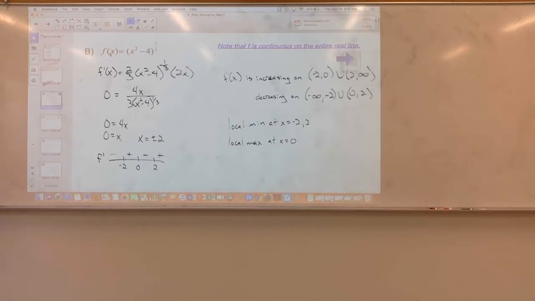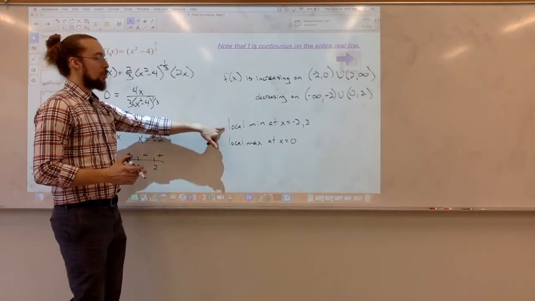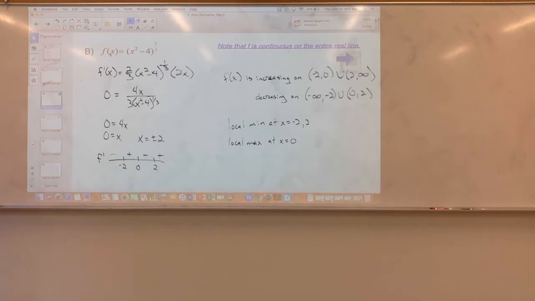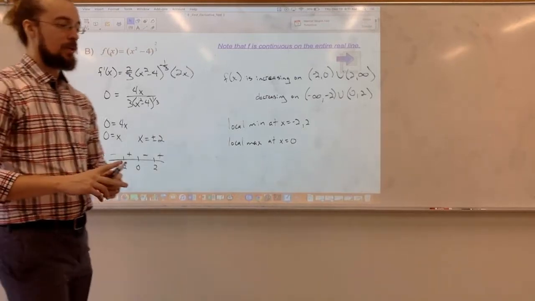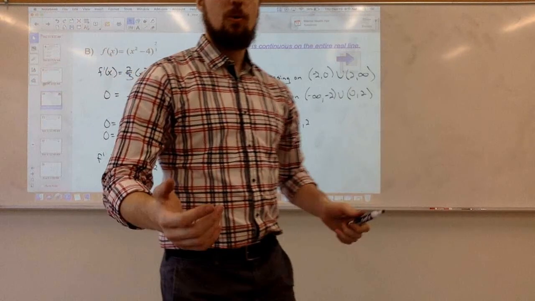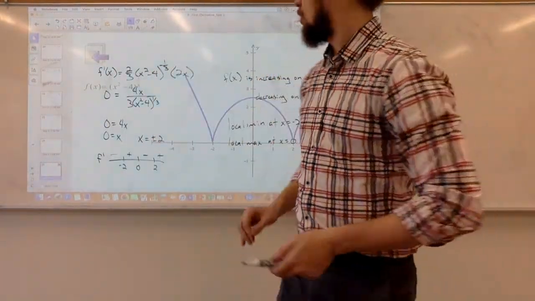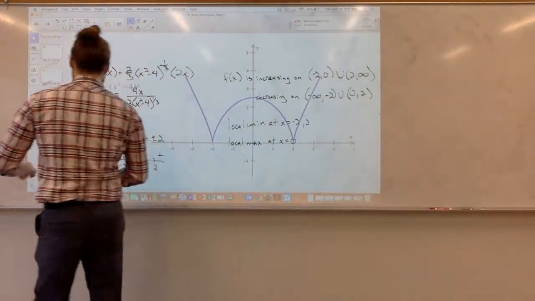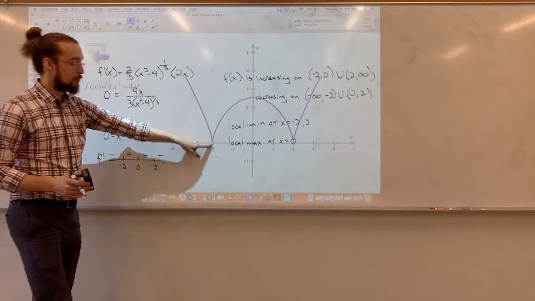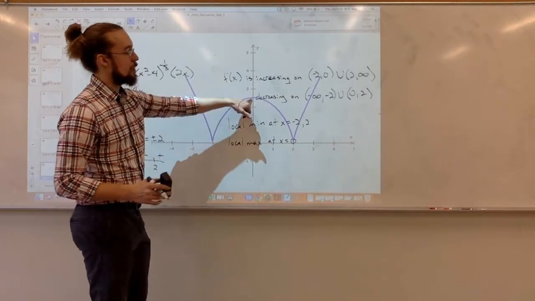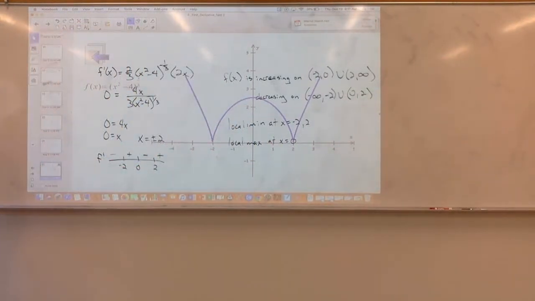Something that looks like this. Function is increasing from -2 to 0 and 2 to infinity, decreasing from -infinity to -2, 0 to 2, which means we have a local min at both -2 and +2 and then a local max at 0. So our function looks like this. Local minimum values at -2 and 2, and local max at 0.